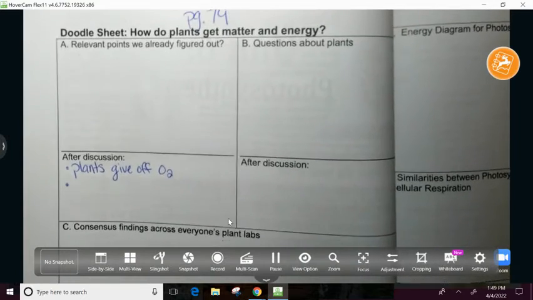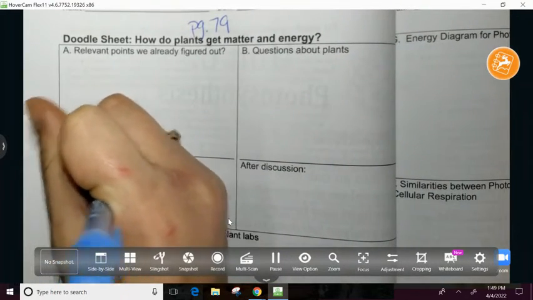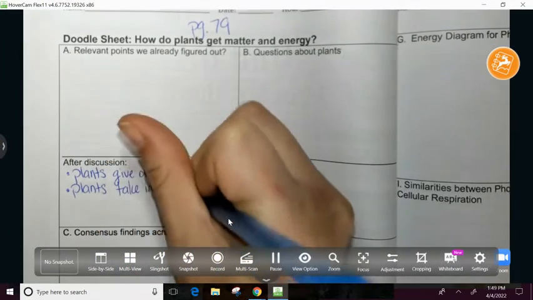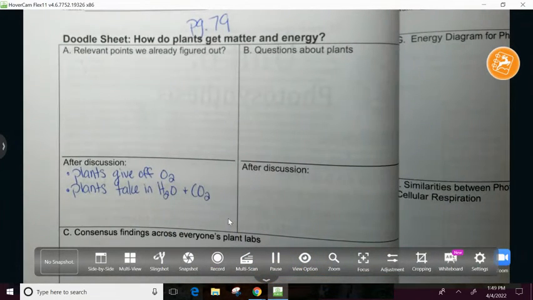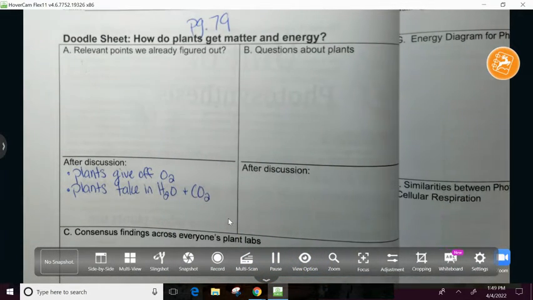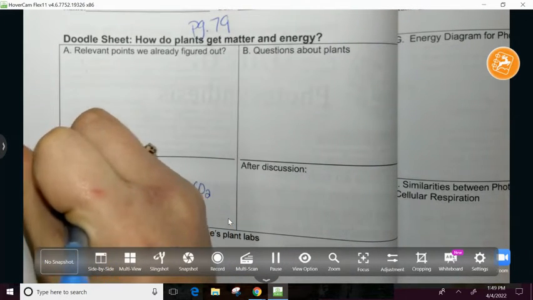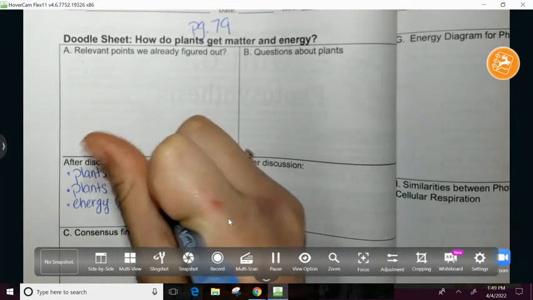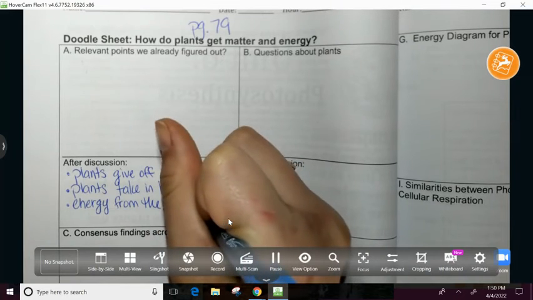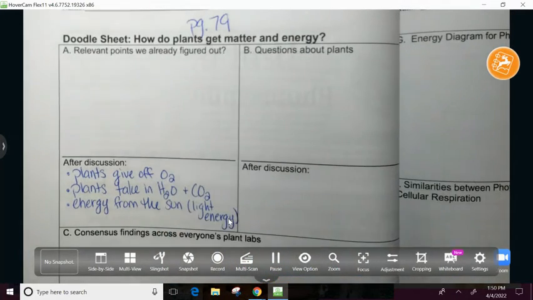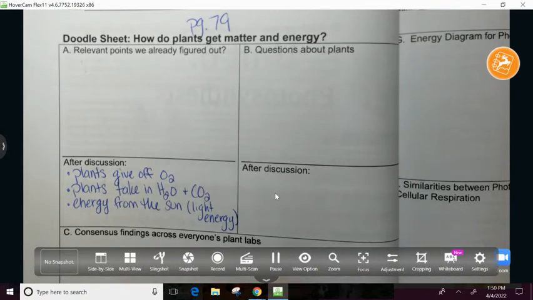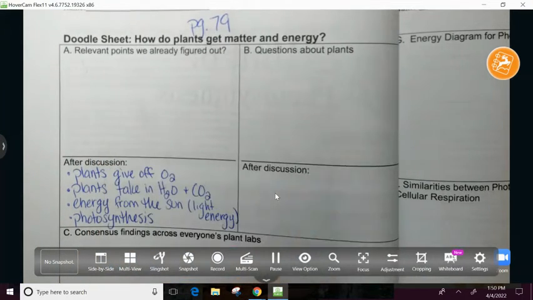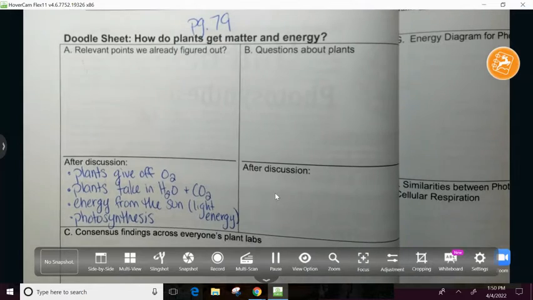So then what do plants take in? What are some other things that plants maybe need? You should have the sun or sunlight. And they go through photosynthesis. If you don't know what that means yet, that's okay. We're going to explore that in this unit.